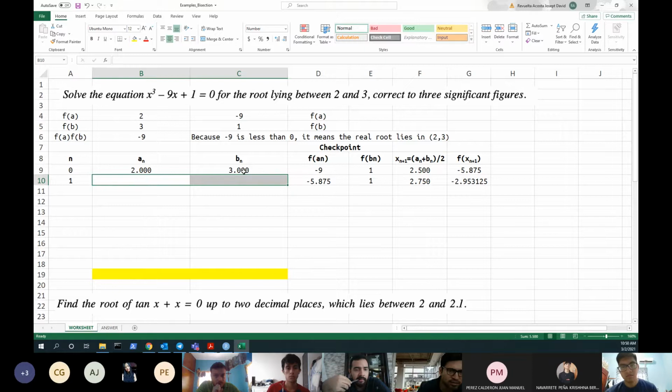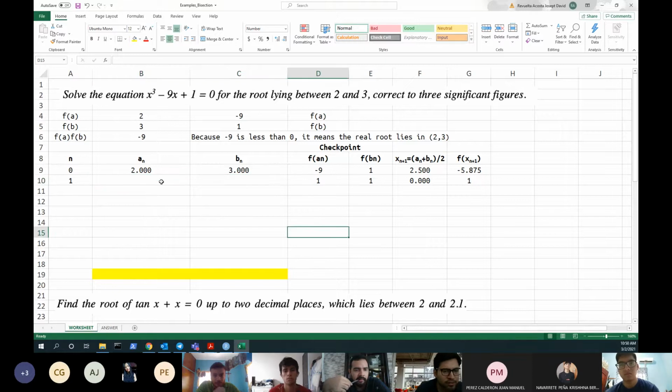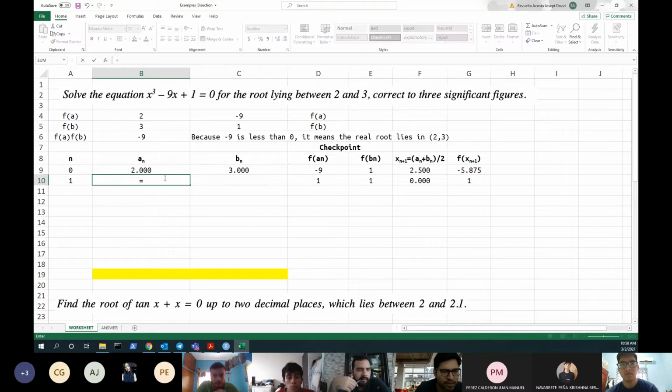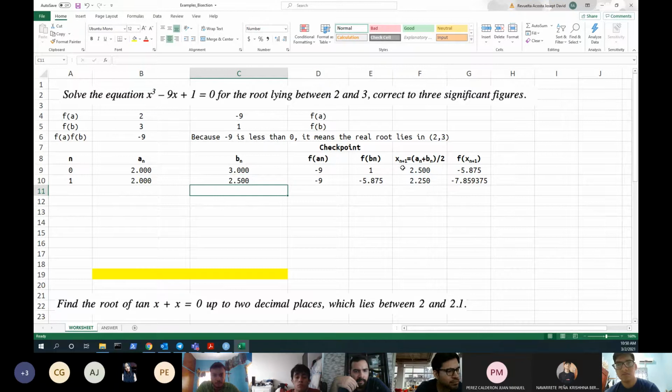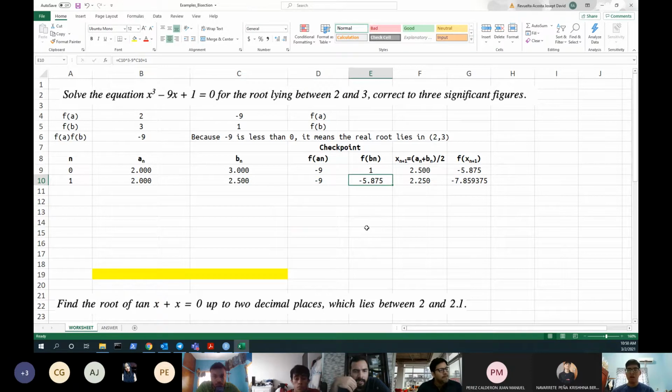Ok, so this is what I get. So I'm going to say that this is going to stay constant, and this is going to be equal to 2.5. What happened? Negative, negative. What does that mean that I have two negative numbers?